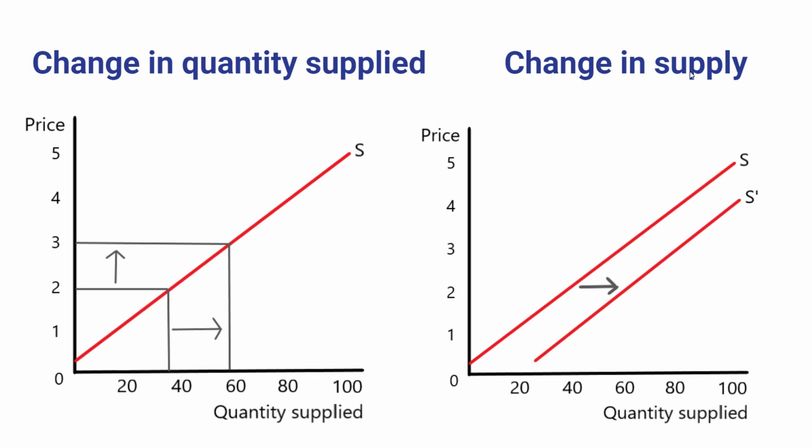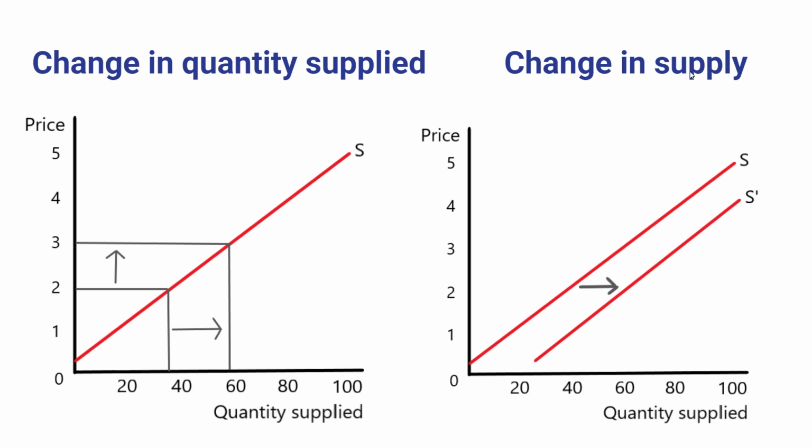A change in supply, though, occurs when the supply curve shifts. Look at the diagram on the right. We see that the curve has shifted in a rightward direction. What that means is that the quantity supplied has gone up at each and every price. In that case, we say that supply has increased.